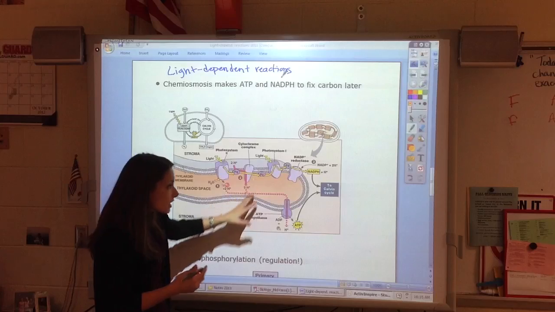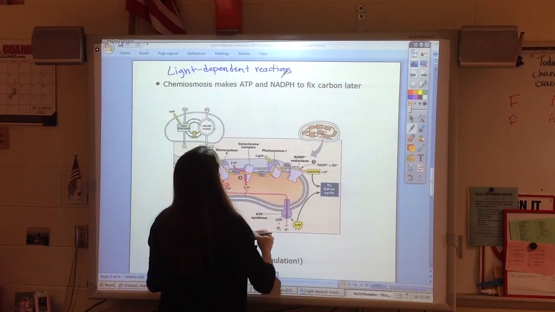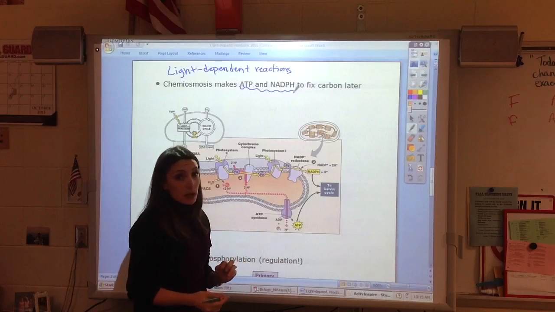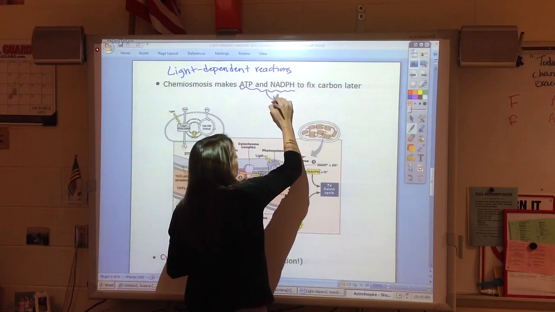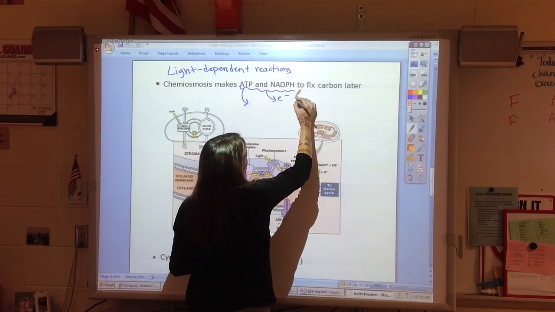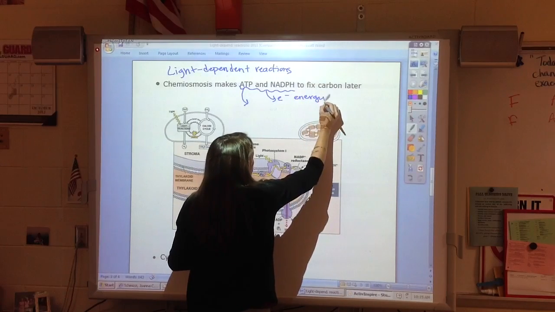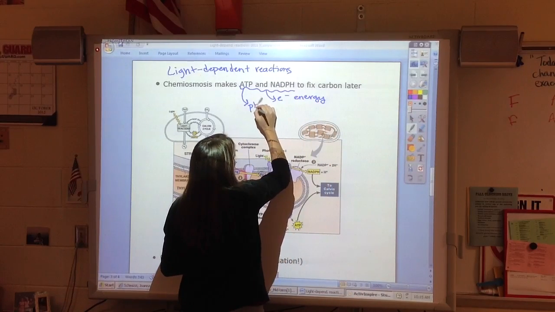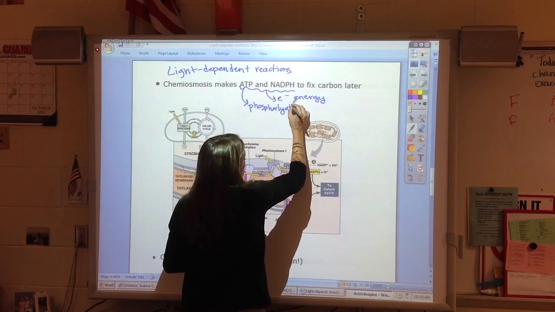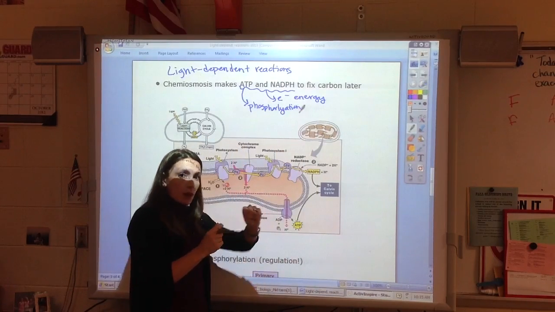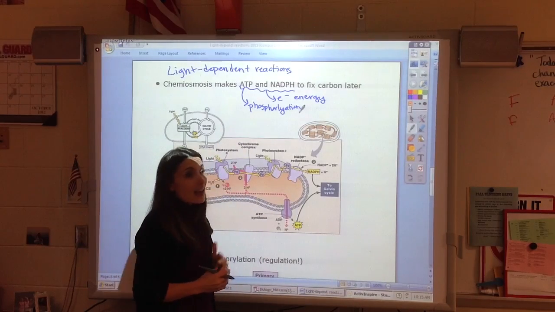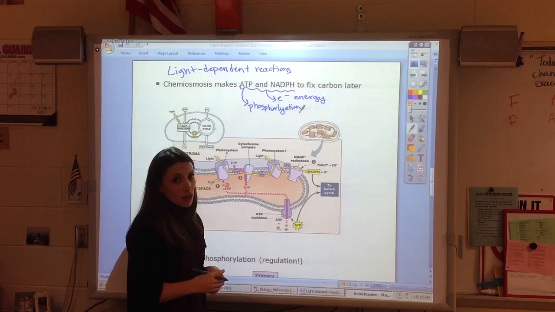And the idea is that at the end of the light-dependent reaction, I have ATP and NADPH, both of which are really sources of energy. This is going to be electron energy, and this we know is kind of the idea of the phosphorylation energy. That idea that when I add that phosphate group on, it could change the shape of something. So we'll see the use of ATP and this electron carrier later.